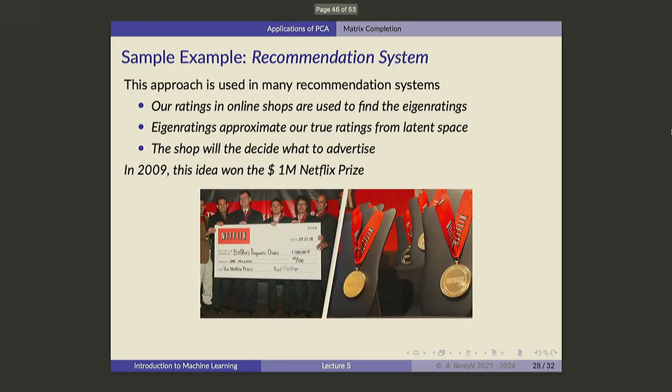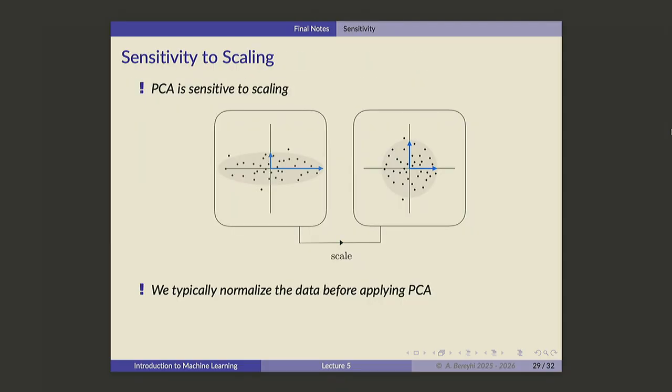So that was the idea of the recommendation system. And it actually won the 1 million prize by Netflix in 2009. They saw that you can just represent everything in lower dimension. The team won this prize using the idea of PCA to solve this problem. Okay, so that's pretty much this.